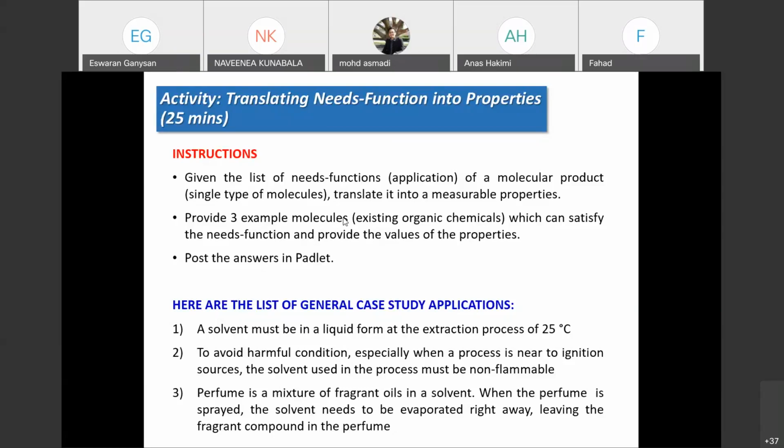Okay, so please do this one. What is the type of the molecules for this solvent, for the perfumes? It's a mixture of the fragrance oil and solvent. And then you have to paste it in the Padlet. Okay, doctor. Okay, so we will discuss.